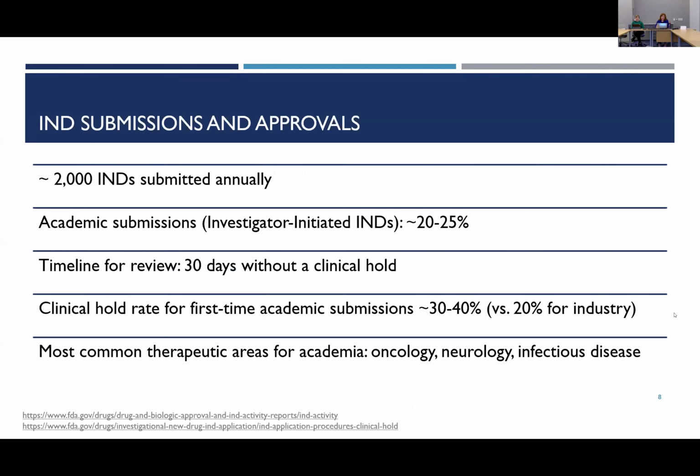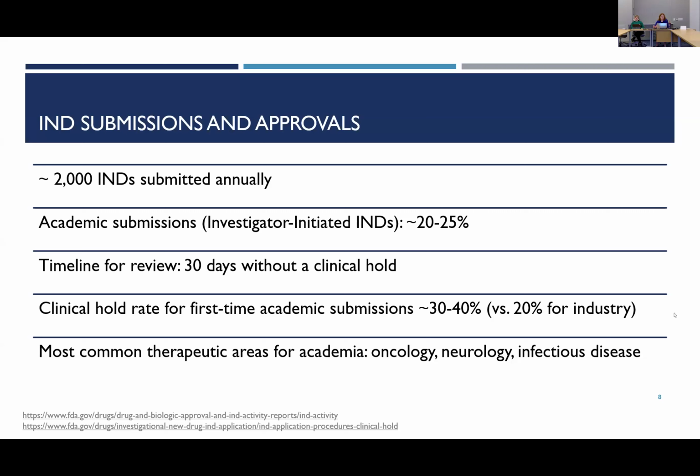So I wanted to throw in a few stats here, just to give you a little perspective, as far as the scope of the FDA's review. So roughly 2,000 INDs are submitted to the FDA on an annual basis, of which are academic submissions, otherwise known as investigator-initiated INDs or sponsor-investigator INDs or research INDs. That's about a quarter-ish of the annual submissions. We know the timeline for review is 30 days, assuming that you don't have a clinical hold at the end of that, and hopefully that doesn't happen.